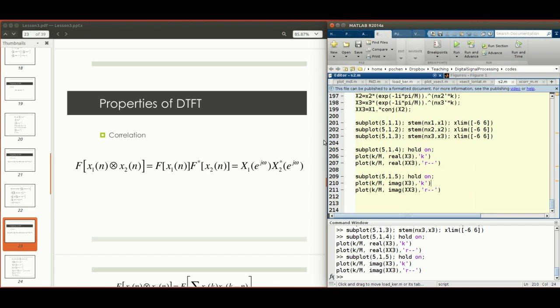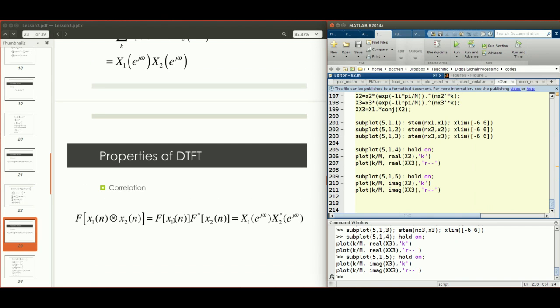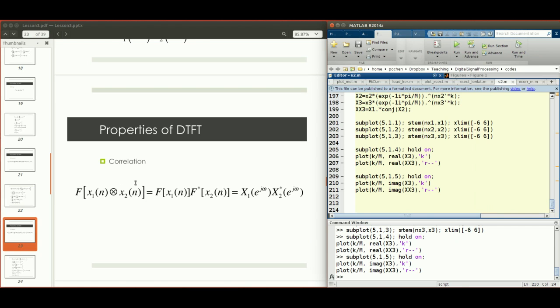So we have validated the correlation result, the correlation property of DTFT. This formula gives you a second way for computing correlation also. Just like convolution, you can do it in the frequency domain. You can do correlation in the frequency domain also. Right?